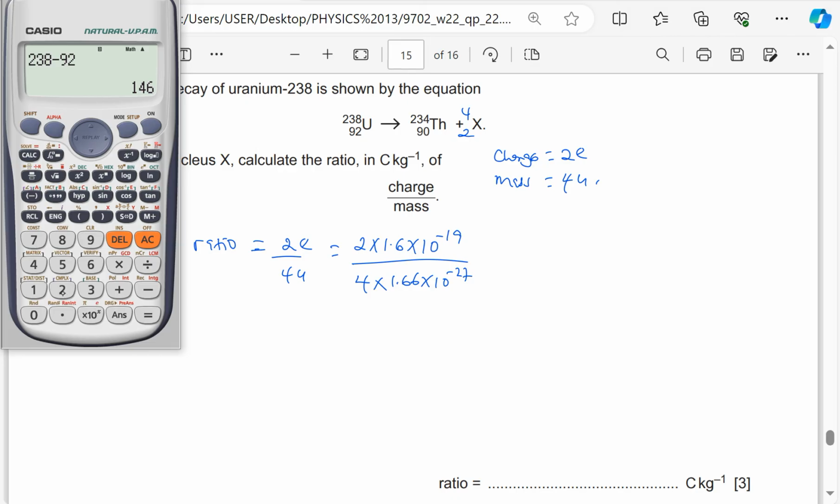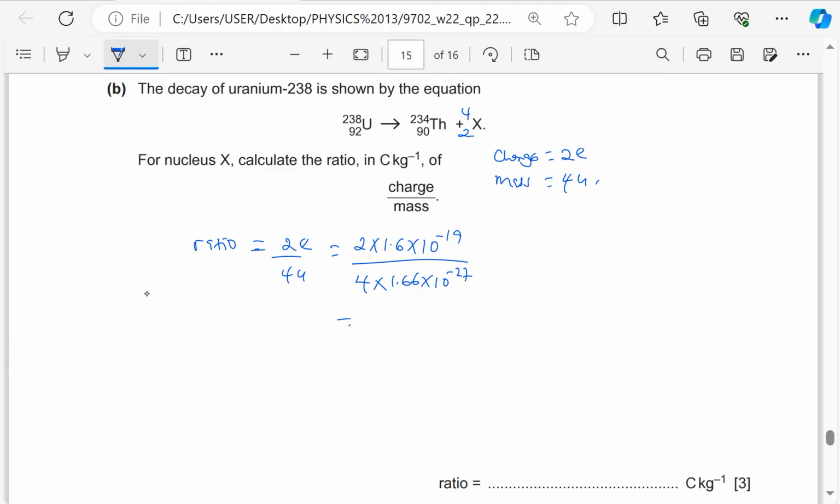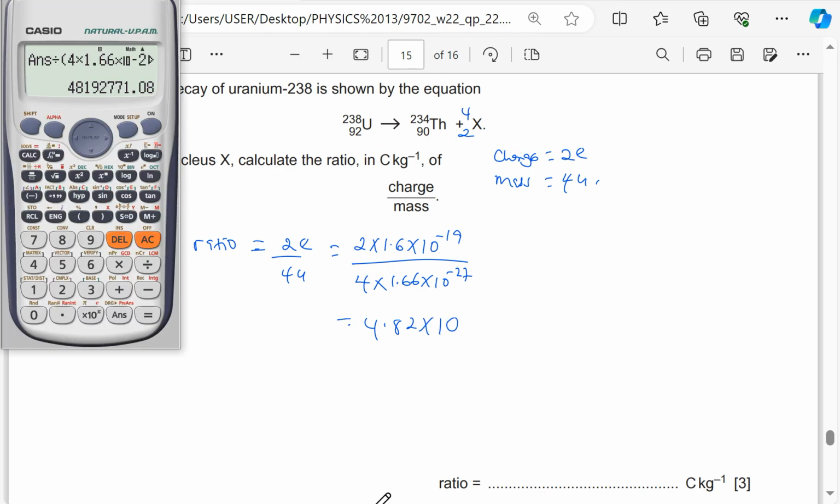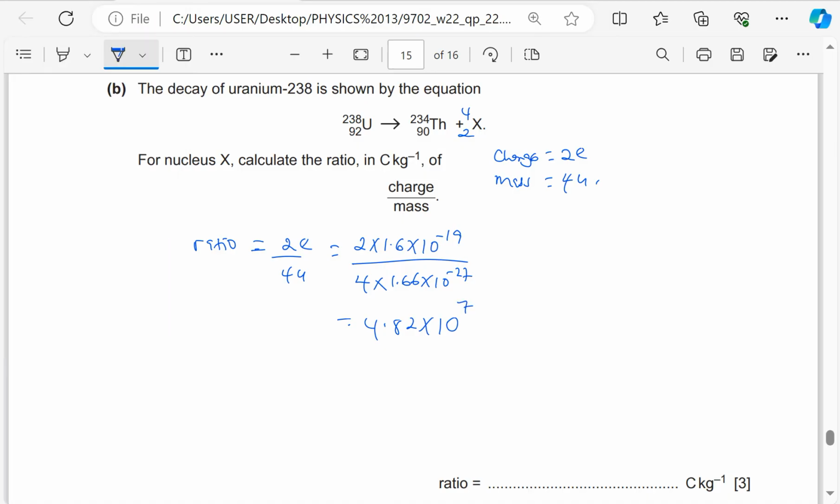So this is going to be 2 times 1.6 exponent negative 19 divided by 4 times 1.66 exponent negative 27. So this is giving 4.82 times 10 to the power of 7.